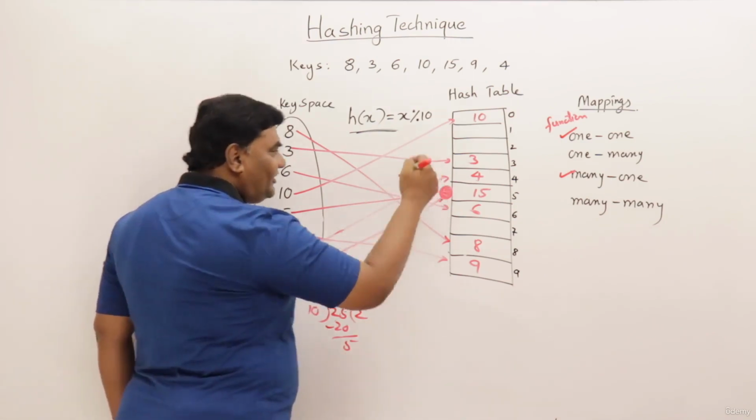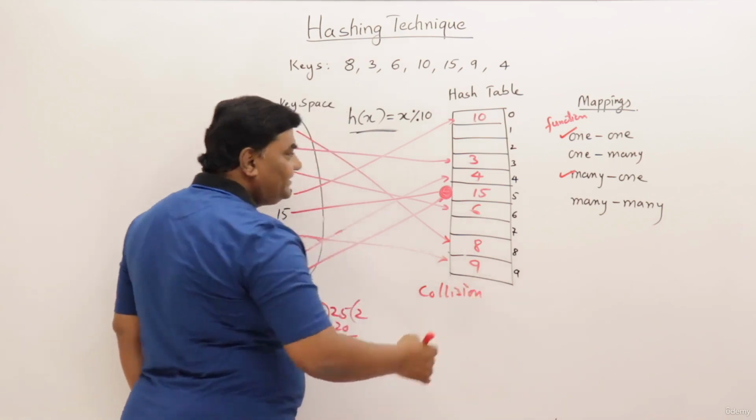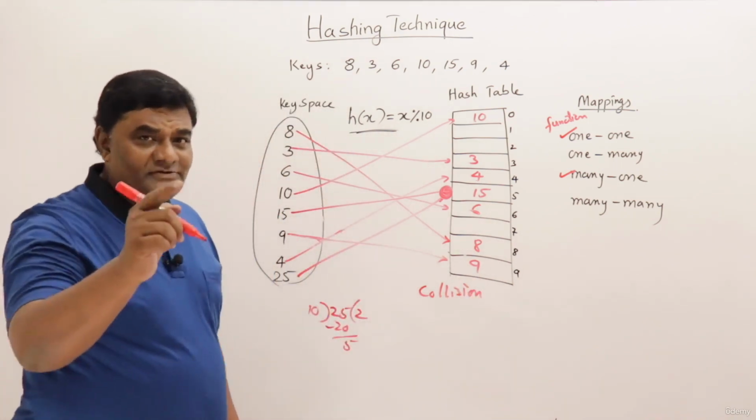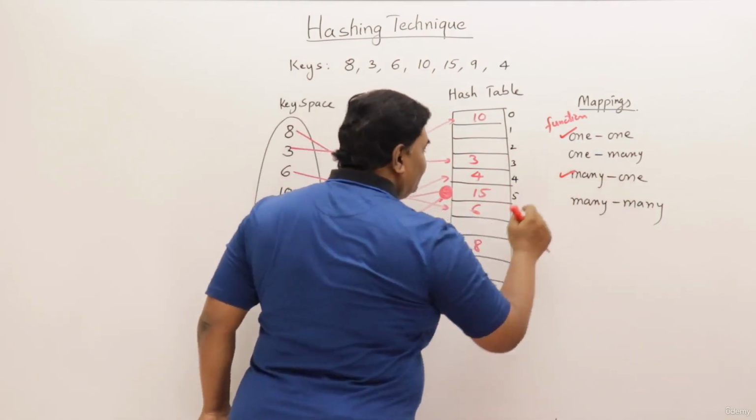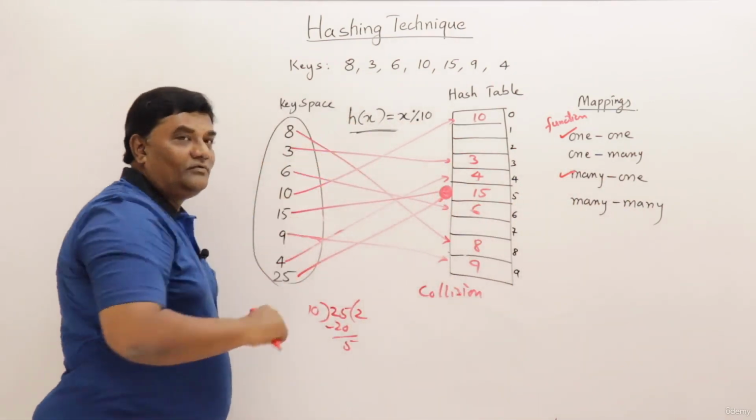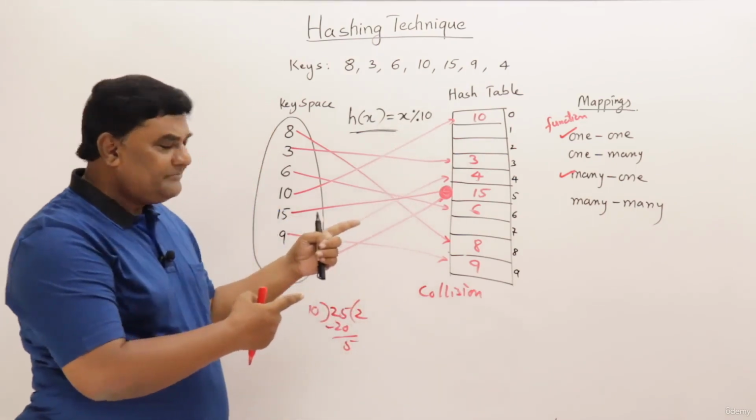When two keys are mapped at the same location, we call it a collision. So there is a collision of keys. And if you observe, two keys are mapped at the same place, many to one. So this function is not one to one. This function is many to one, so more than one key may map at the same place.